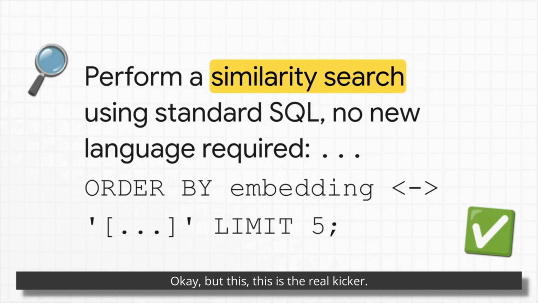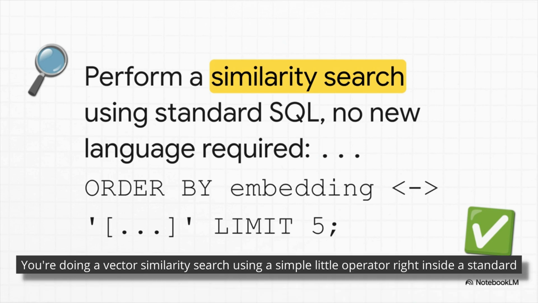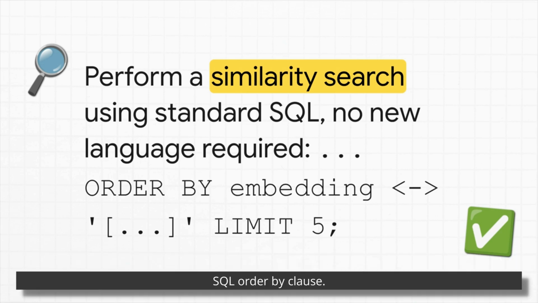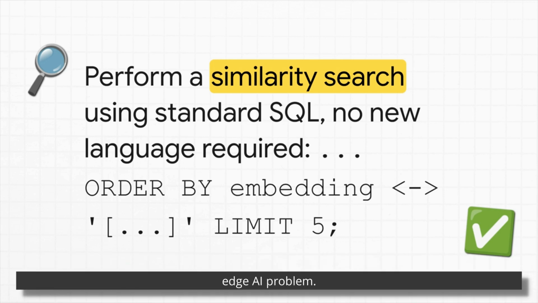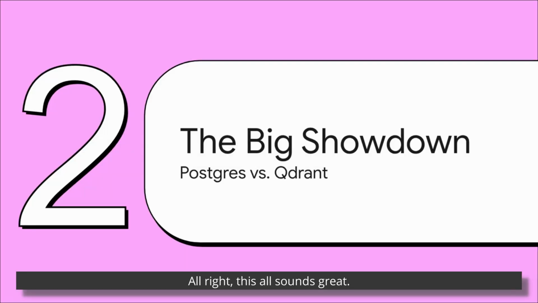Okay, but this is the real kicker. You don't have to learn a whole new query language. You're doing a vector similarity search using a simple little operator right inside a standard SQL order by clause. That's it. This query right here, it's finding the top 5 most similar items. You get to use all that SQL knowledge you've built up over the years on a totally cutting-edge AI problem. How cool is that?